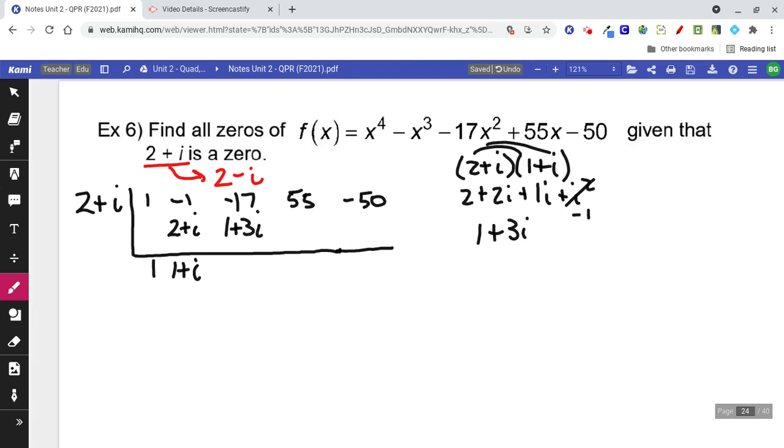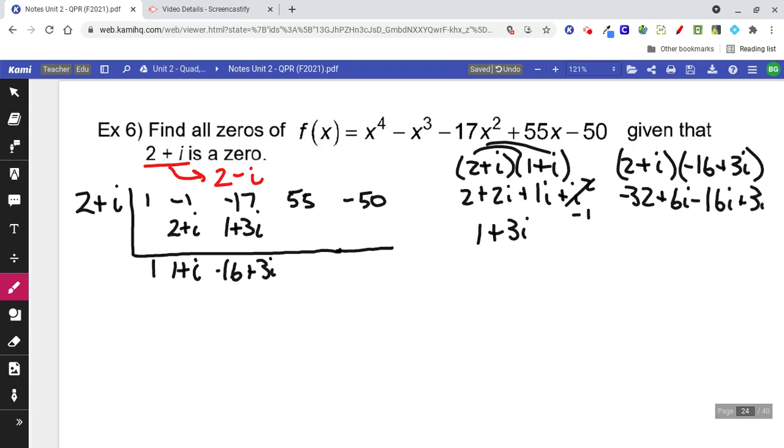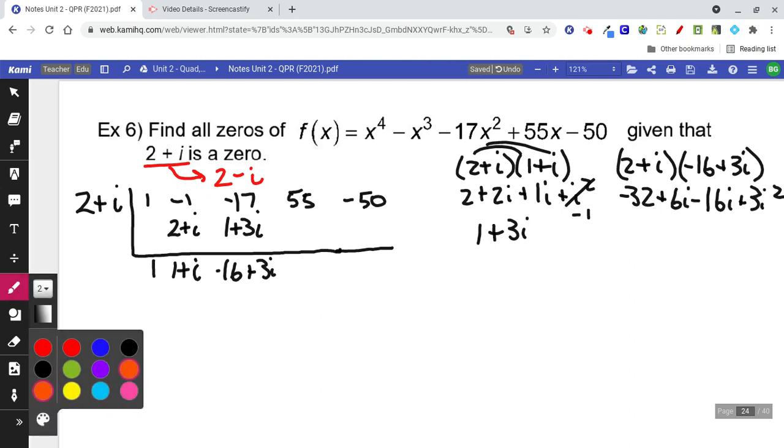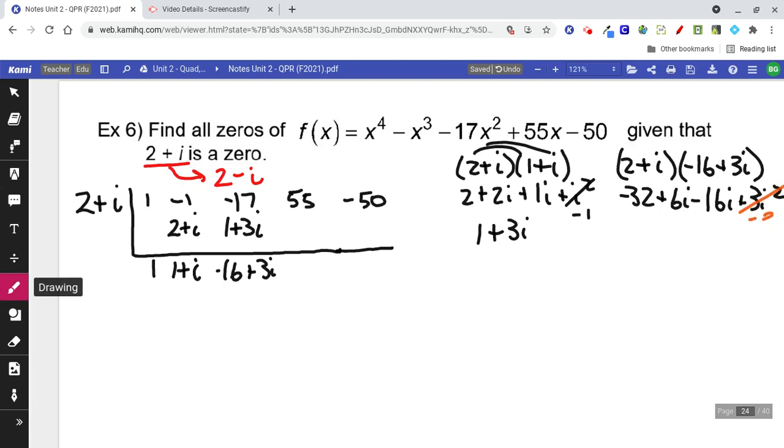And I add now, negative 17 plus 1, that's negative 16 plus your 3i. And I have to multiply again. So I have to distribute again, 2 plus i times negative 16 plus 3i. Same thing, distribute. Negative 32 plus 6i minus 16i plus 3i squared. i squared is negative 1, so that's going to be minus 3. That's negative 35 minus 10i. Yuck. Negative 35 minus 10i.